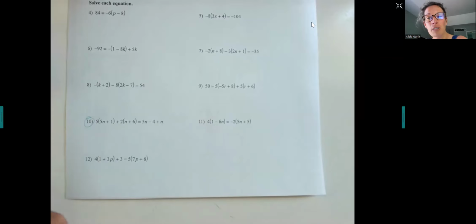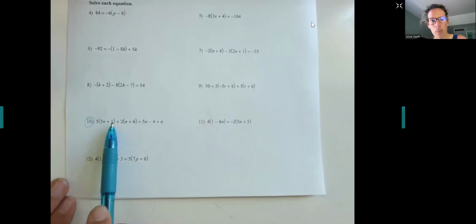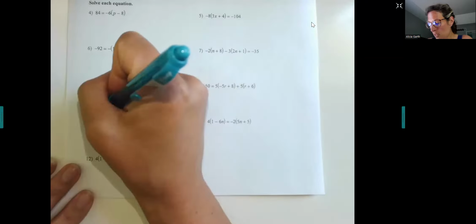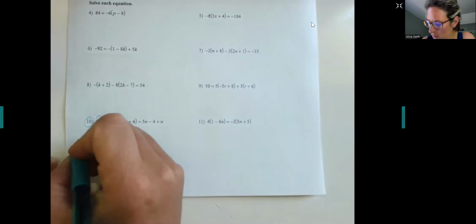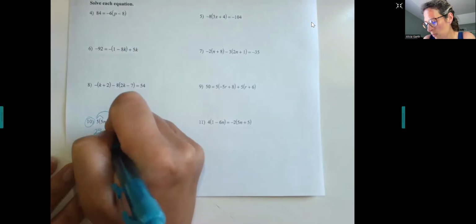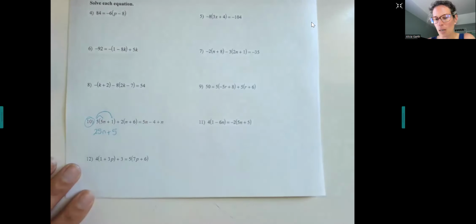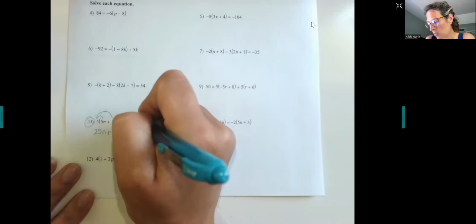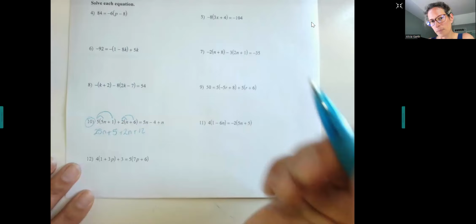So whenever you see parentheses, you either think order of operations, where I have to do all of the stuff that's inside my parentheses first, or distribution. Here, I can't add a variable and a not variable, so that means that I have to distribute. So the first thing we're going to do is distribute: 5 times 5 is 25n. 5 times 1 is 5. Then 2 times n is 2n, and 2 times 6 is 12.